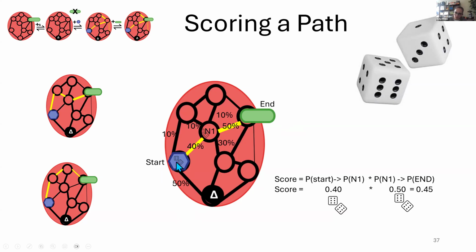So if we roll the dice to see where we're going to go, and we see we go here, and then we would go here, to arrive at the end, we would then have the 40 and the 50%. So you would get out a score of 0.45 by multiplying the probabilities together. So when you have joint probabilities, you do multiplication. So what one could do is do many, many different walks of this type.